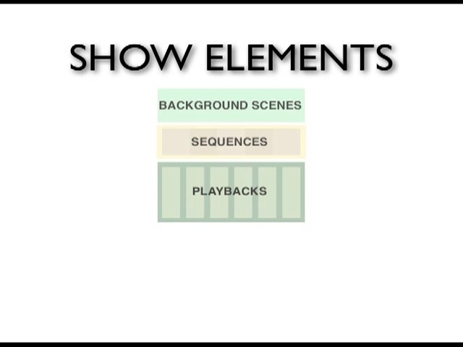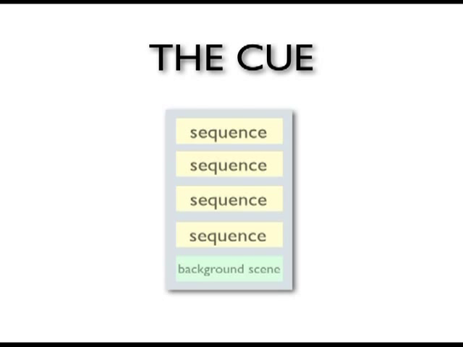The show elements of the Xciter are the elements from which you build your shows. Before going into detail, let's make a brief summary of the elements. We have background scenes, sequences, playbacks, cues, and cue lists. A cue consists of 4 optional sequences and an optional background scene.